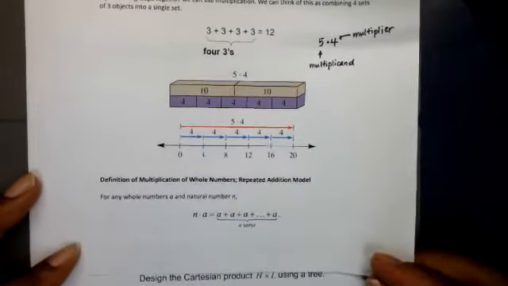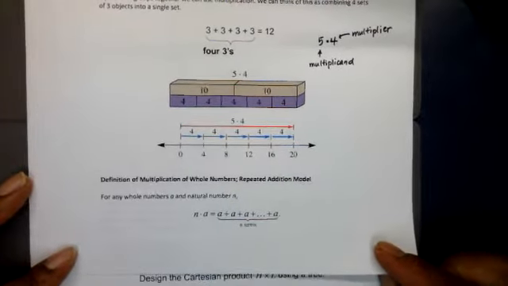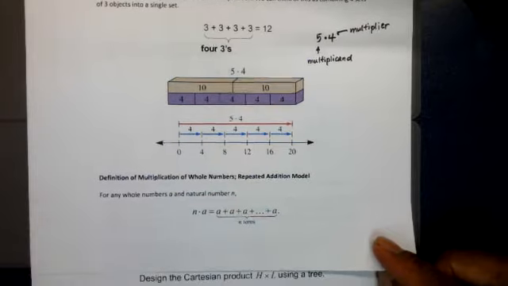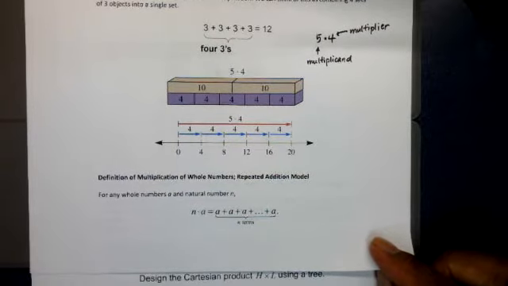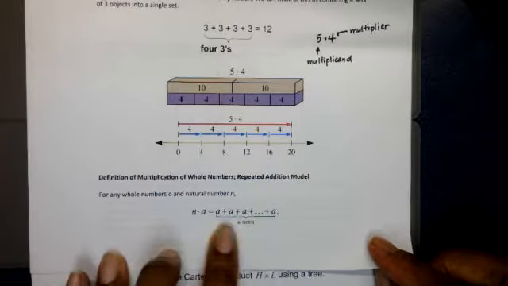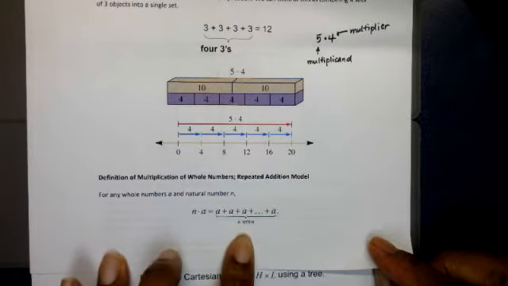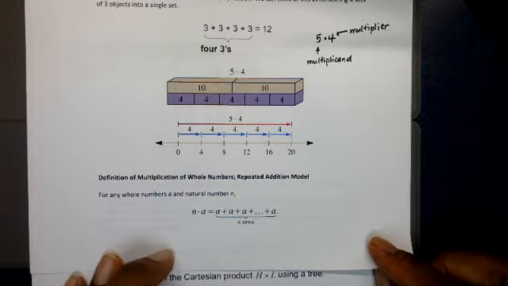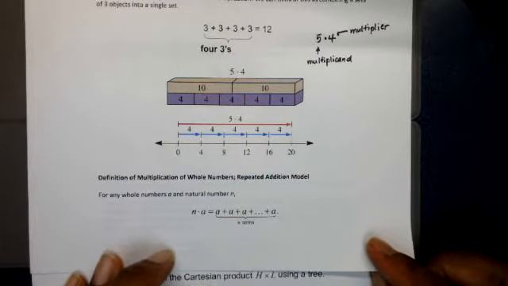All right, now the definition of multiplication of whole numbers using the repeated addition model. For any whole number A and natural number n, n times A means this. We're adding A n number of times. Okay, so we have n terms of A being added.